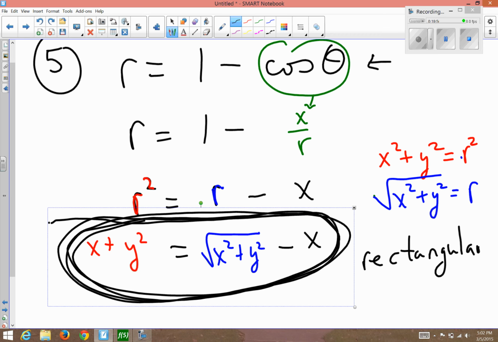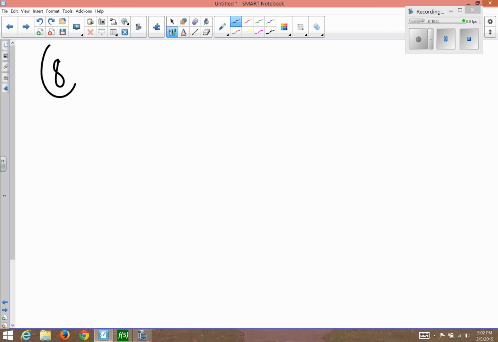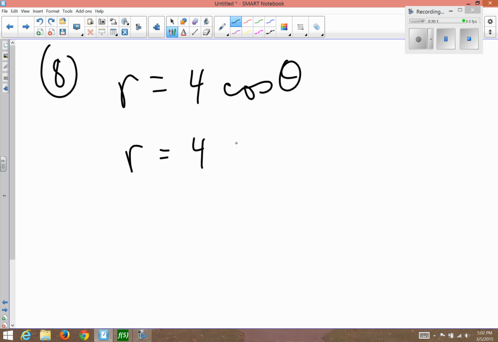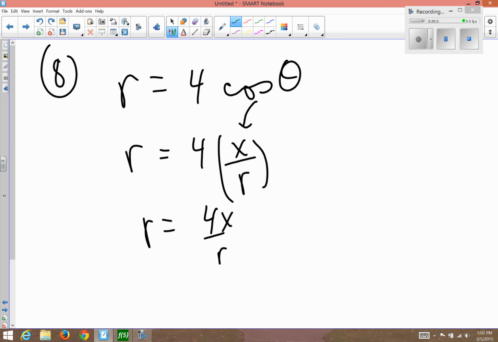You're going to skip to number 8 next, to graph r equals 4 cosine theta. We're going to talk about one way to graph it in class. Here we're going to graph this by replacing cosine theta with x over r. Cosine theta is x over r, definition. So r equals 4x over r. Multiply both sides by r.